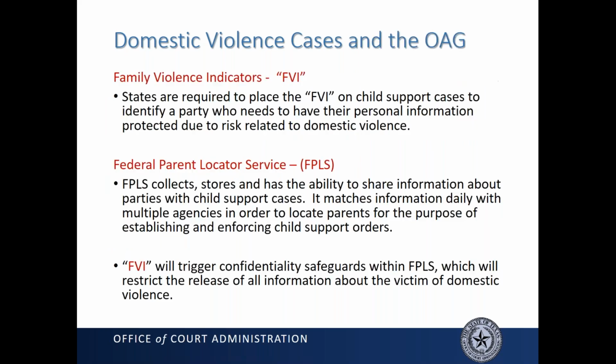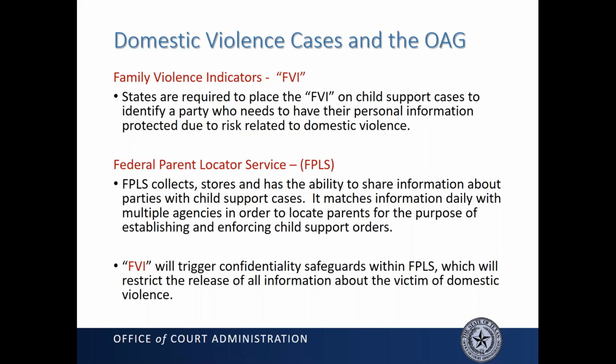So, domestic violence and the OAG. You've heard them and you've seen their docket. They have indicators. The states are required to place FVI on child support cases in which a party has made an outcry and they need personal information protected due to risk related to domestic violence. That, in conjunction with the Federal Parent Locator Service, all of you know of this.